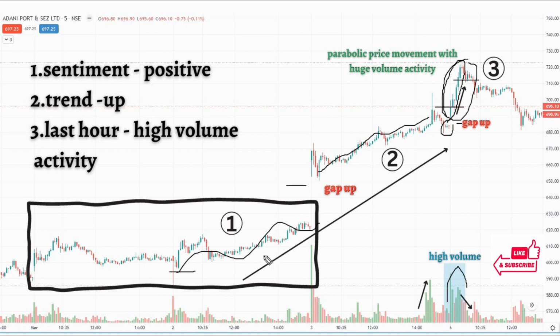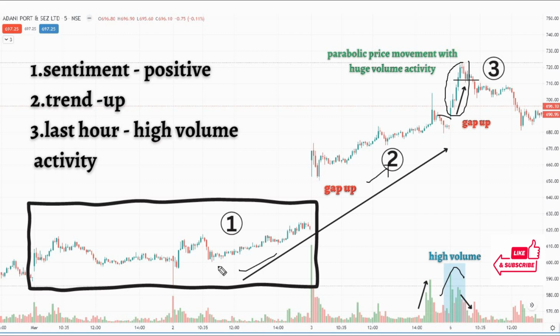Already a huge movement is done in the market. Then we saw huge volume activity and parabolic price movement. Remember that parabolic price behavior is not sustainable. Prices move in the form of waves. Okay, so if we see any parabolic price movement with huge volume after a gap up, after 2 days of trending move without much pullback, there are higher chances that a deep correction or retracement is pending in the markets.